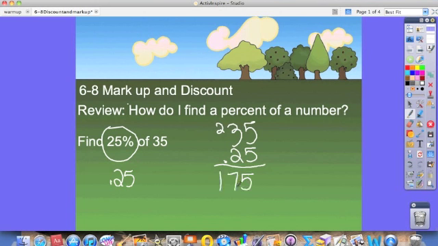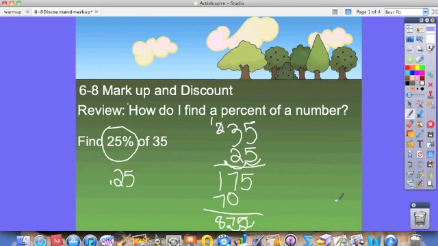15, 17, 10, and 7, and 8. Move the decimal over 2 places, 1, 2. So 8.75 is 25% of 35. Again, change the percent to a decimal and then multiply.